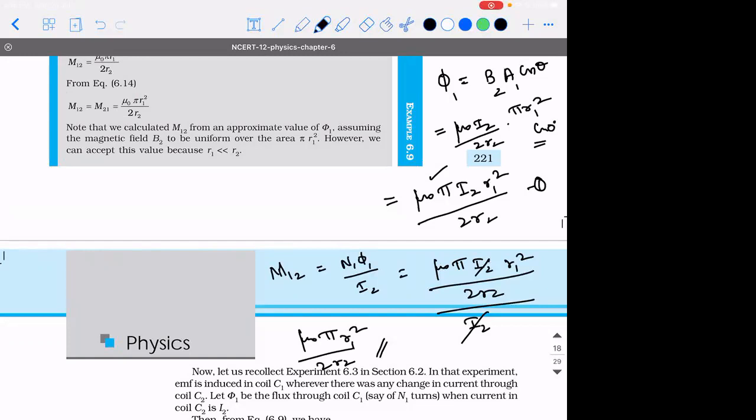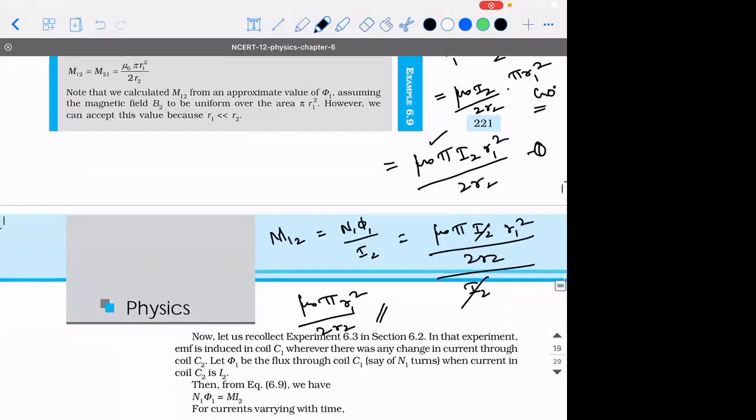Now, I'll give you some time. You find the mutual inductance of the second with respect to the first and tell me what the answer is.